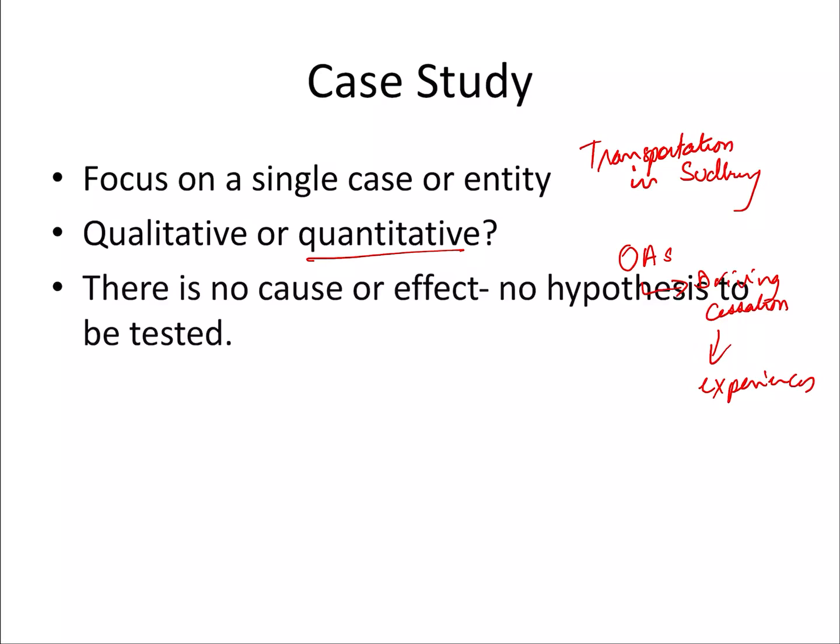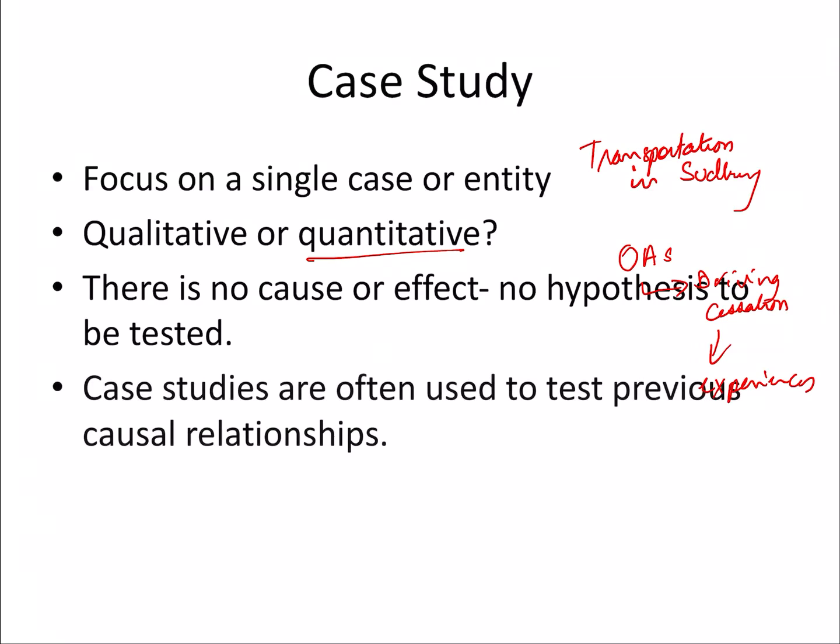Usually in a case study, you don't necessarily look for cause and effect because there's a recognition that it's a singular case, and you may be able to draw out an association at the end of the study, but it's not. You're not necessarily testing a hypothesis, or you're not testing a hypothesis that you created for the purpose of the study. Case studies are often used to test previous hypotheses, previous causal relationships.